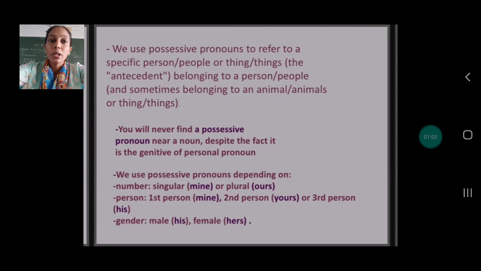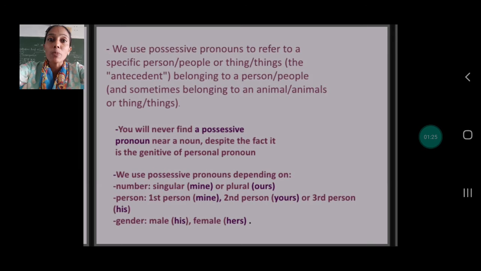For example, you will never find a possessive pronoun near a noun. Okay, that is one more important point, that you will never find a possessive pronoun near a noun, despite the fact it is the genitive of personal pronoun. Genitive means, like for example, I is the first person pronoun.